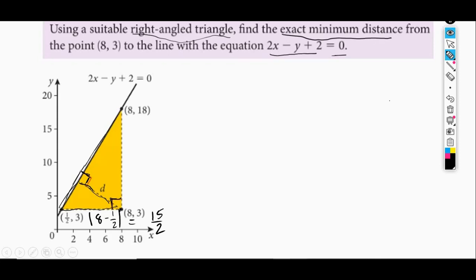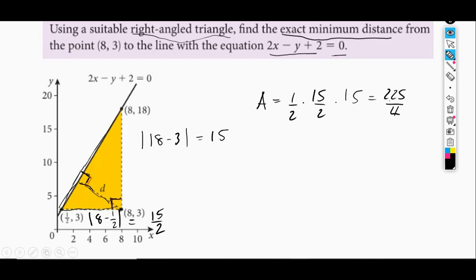Now for the height, all we need is the absolute value of the difference in y. In this case, it's 18 minus 3, therefore 15. So the total area of the triangle is going to be 1/2 times the base, 15 halves, times the height, which is 15. And this equals 225 fourths.